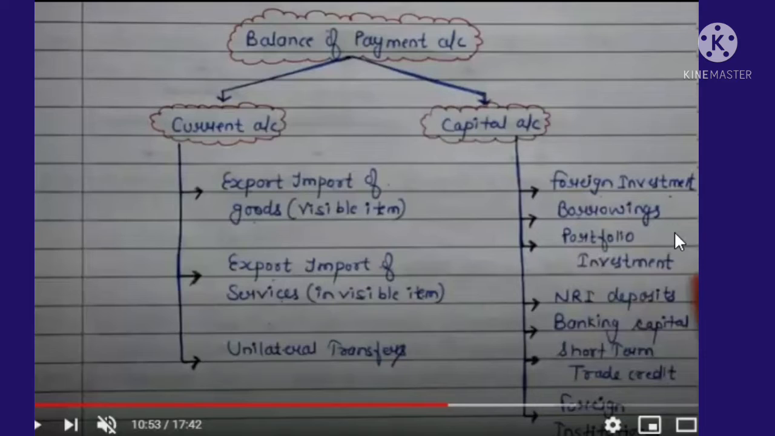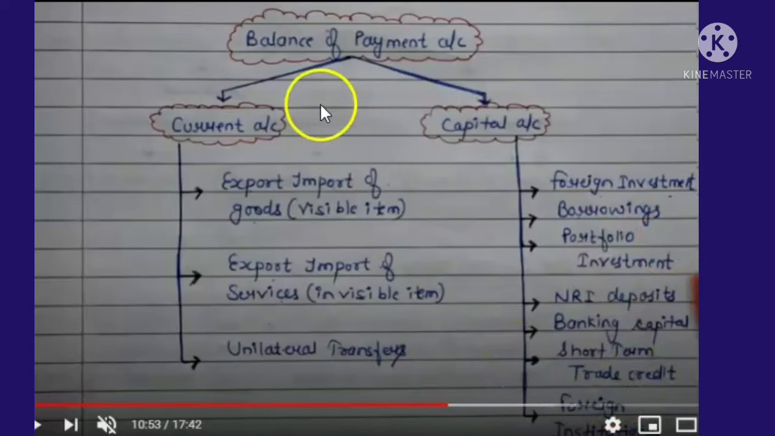Next is NRI deposits. That is, from abroad some money has been deposited in our nation. That is known as an NRI deposit. It changes our assets, and it will increase our assets. So it's a change.